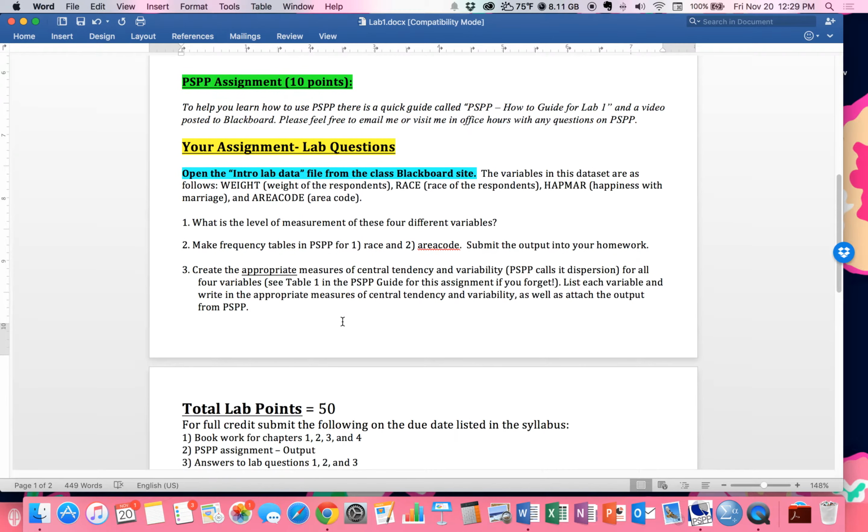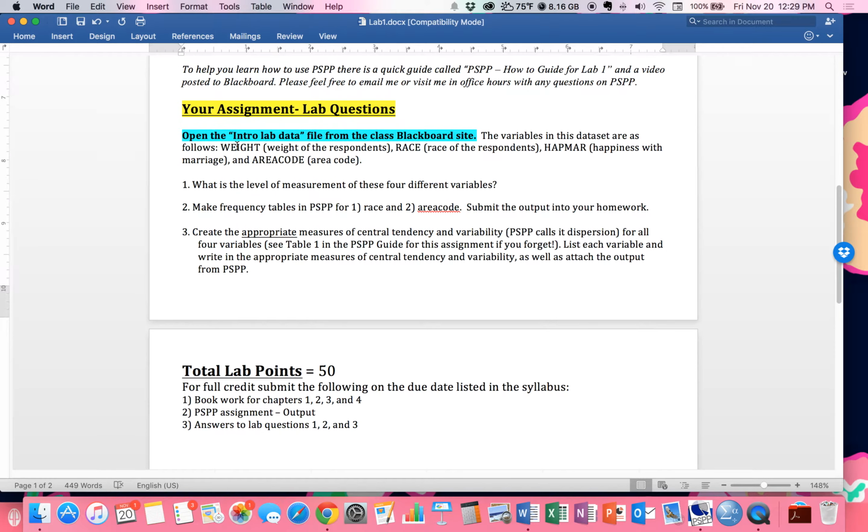So, here's your lab assignment. You'll do your bookwork that was listed above, and you will get the intro lab data file. This is the intro lab data, the file you'll download from Blackboard. It has these variables: weight, race, happy marriage, and area code. And you're going to answer these 3 questions about it. You'll turn all of this in, and it's 50 points, so you get some reminders here.